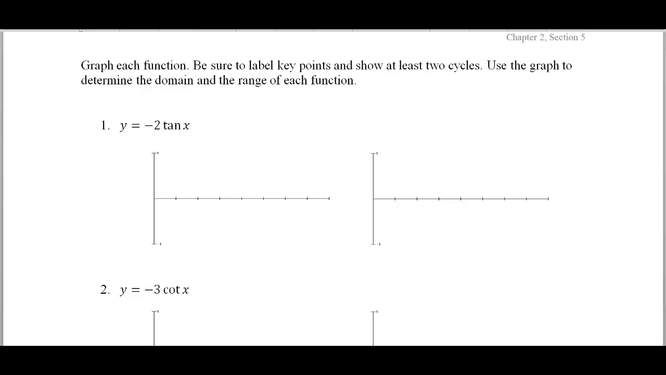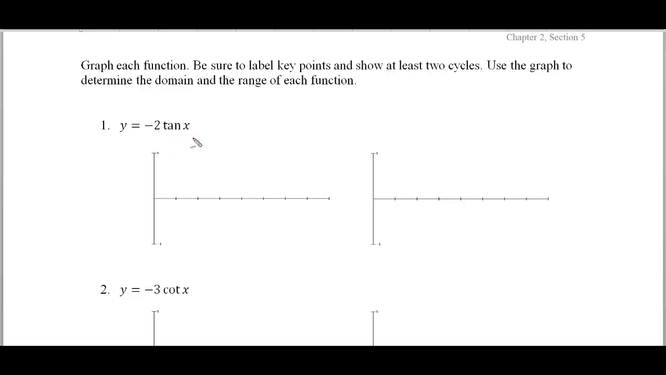Now, the first thing we're going to do is graph each of these functions and label at least 5 key points of 2 cycles, and we're also going to use the graph to determine the domain and range of each function. Now I'm going to set up some parameters here.